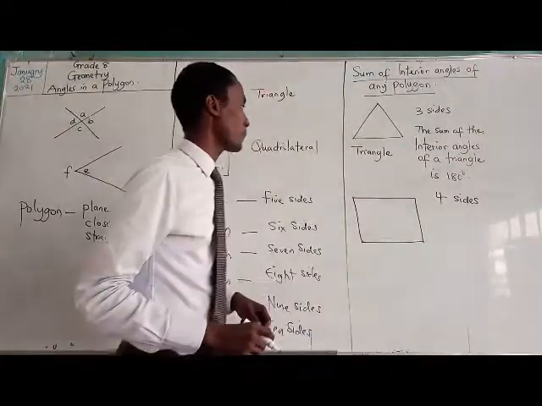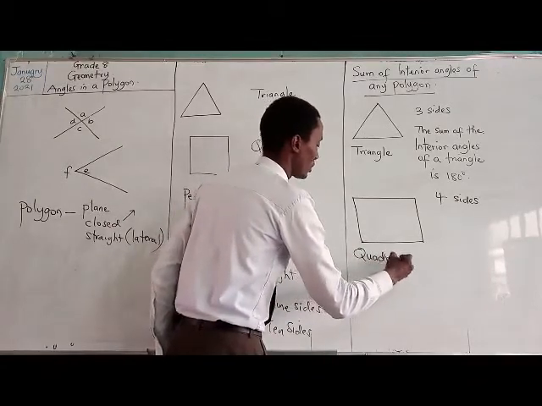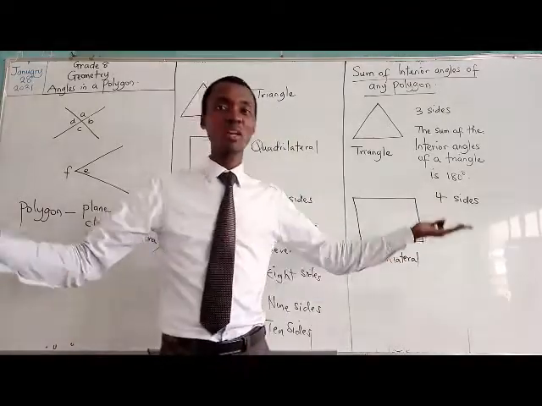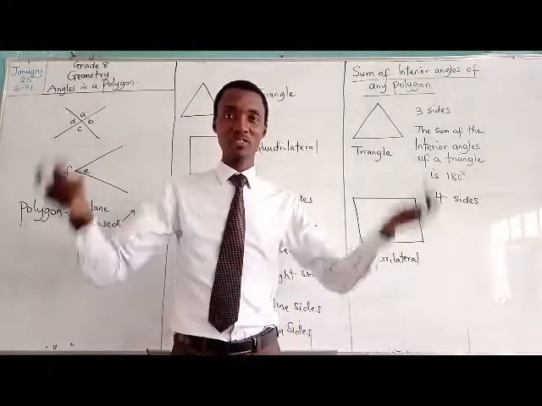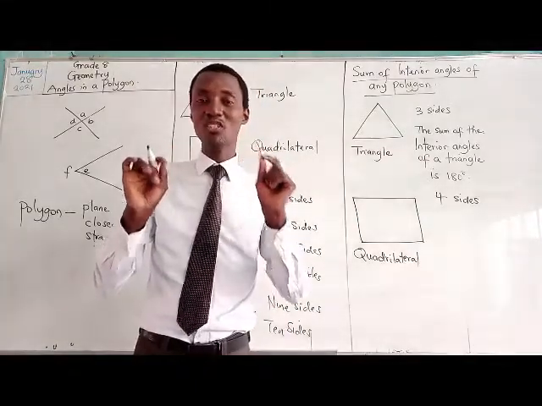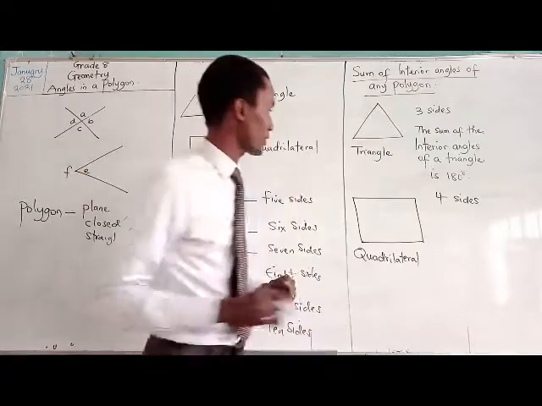So we come to the next shape, and this is a quadrilateral. I am just picking any one. This is a quadrilateral. Just picked any quadrilateral at all. 4-sided figure. And we know that the sum of the interior angles of a quadrilateral is 360 degrees.